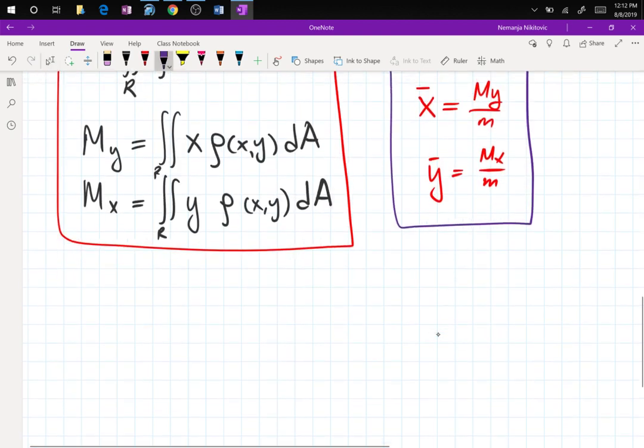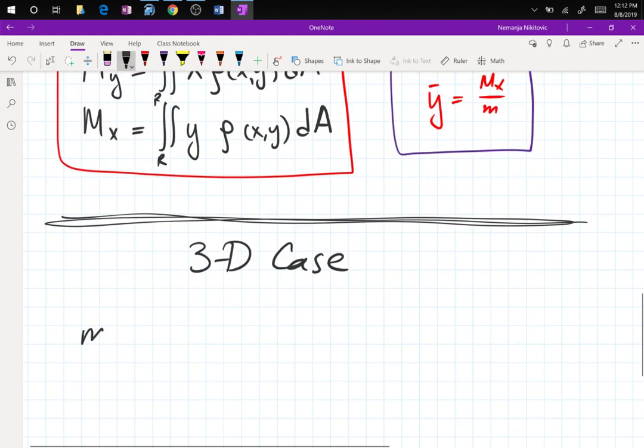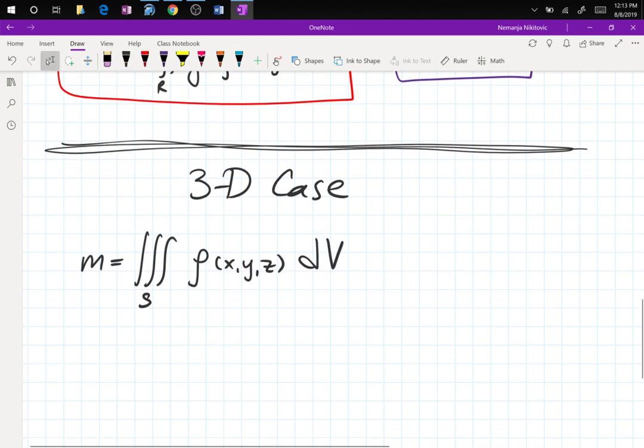And for 3D, we have our mass integral as a triple integral over the region S, shape S, of the density function rho of xyz dV. We have now moments. Moment on yz is going to be the triple integral over region S of x rho xyz dV.